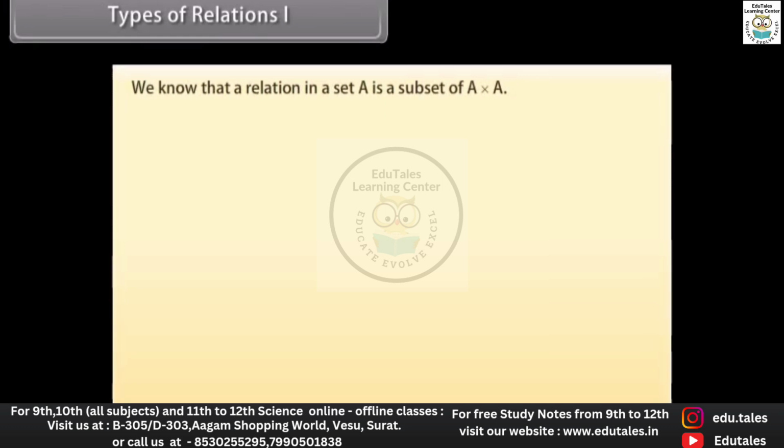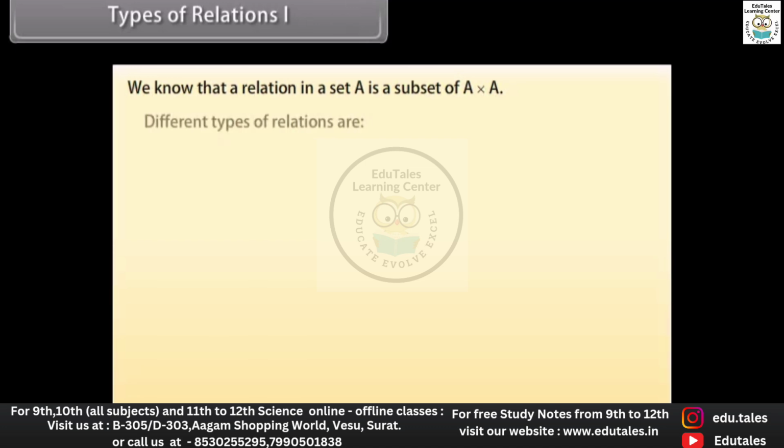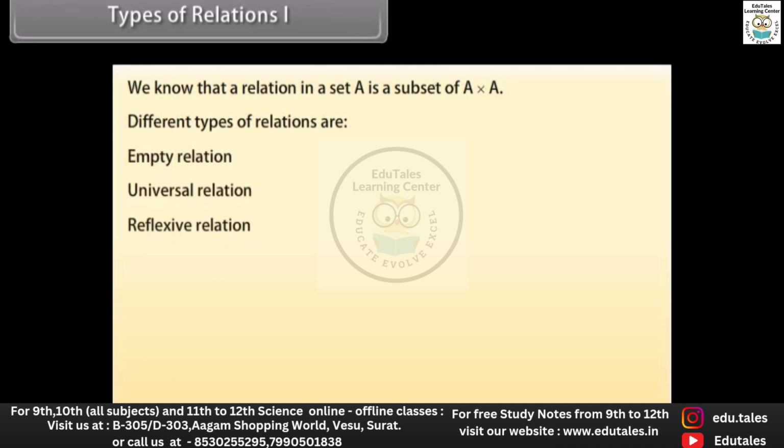Types of relations 1. We know that a relation in a set A is a subset of A cross A. Different types of relations are empty relation, universal relation, reflexive relation, symmetric relation, transitive relation, and equivalence relation. Let us go through them one by one.